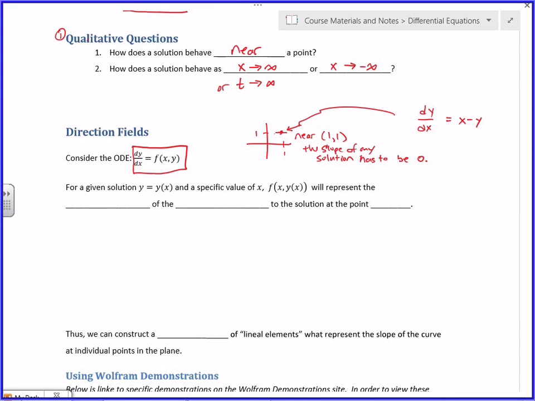Okay? Now, the thing is, we don't actually know if a solution passes through that point. So what we're going to do is build this grid of all these little lines that will say, if the solution happens to be there, I know what the slope is at that point. That's what's called a direction field. For a given solution, y of x, and a specific value of x, then f evaluated at those 2 points, like in this case, f of (1, 1). That's f of (x, y). And so this number right here is f of (1, 1). That's what I'm talking about right here. That will represent the slope of the tangent line to the solution at the point (x, y), or (x, y of x).